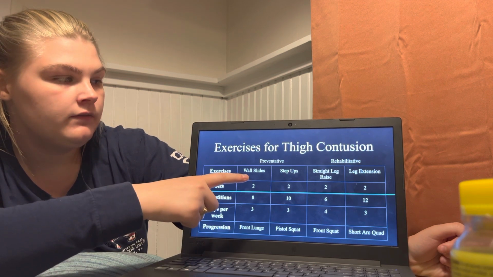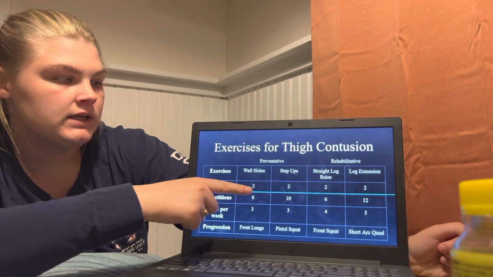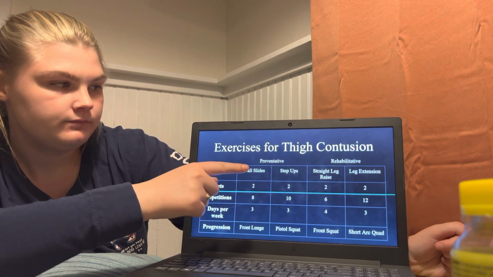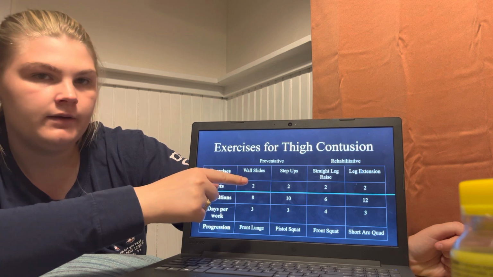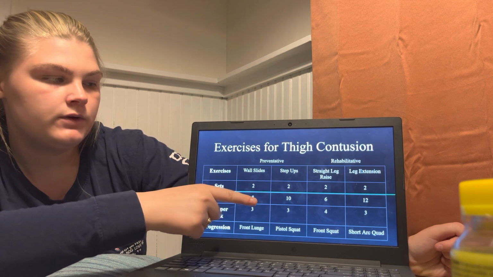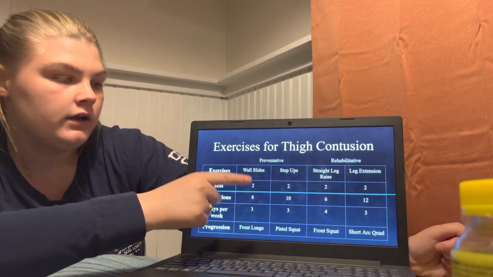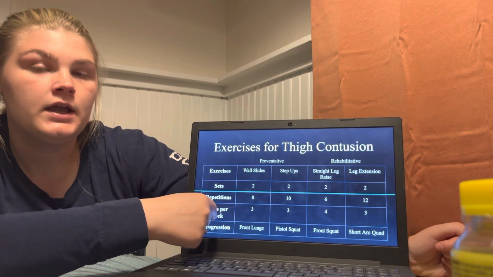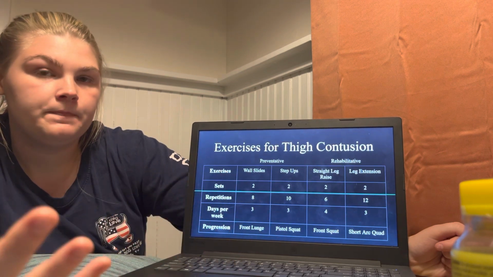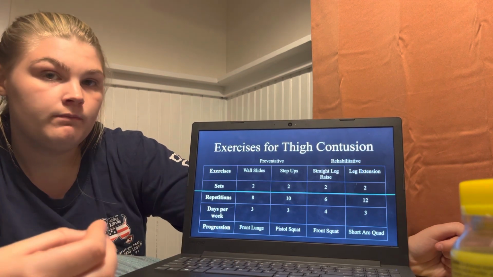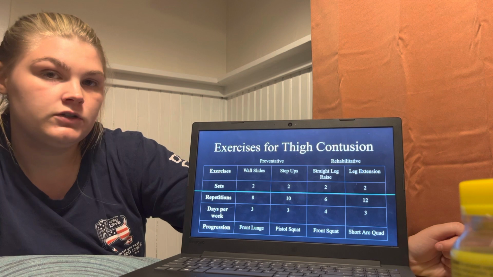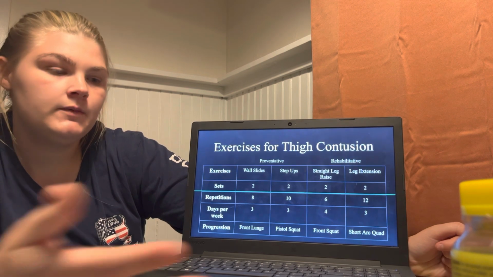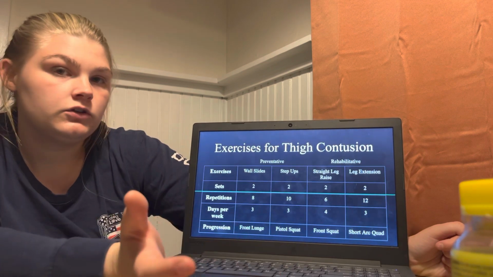And the rehabilitative exercises: I have a straight leg raise, two sets of 6, four times a week, and a front squat. The leg extension, two sets of 12, three times a week, and a short arc quad would be the progression. All these are going to strengthen the quads. They're going to help the quads build up more muscle, so if somebody gets a contusion the next time, hopefully not, it'll be stronger and the contusion won't be as bad.